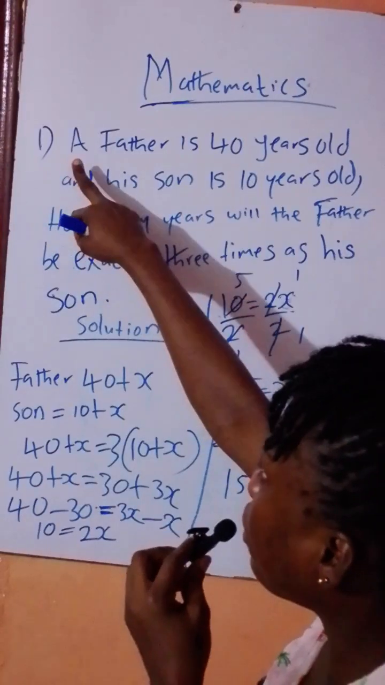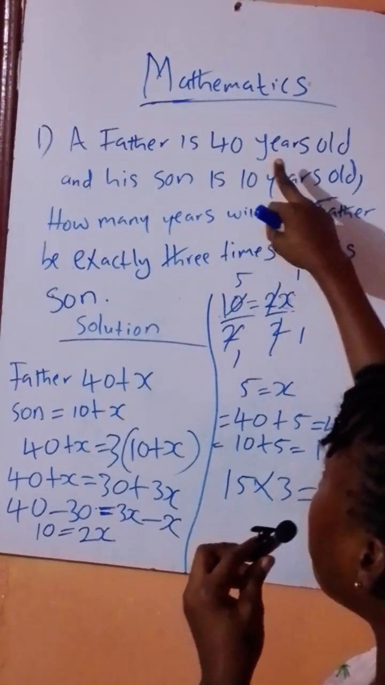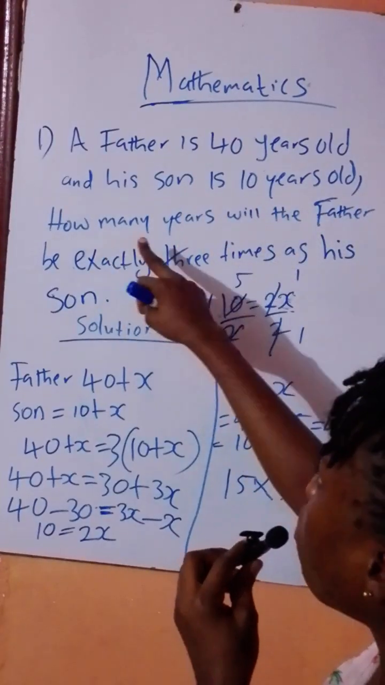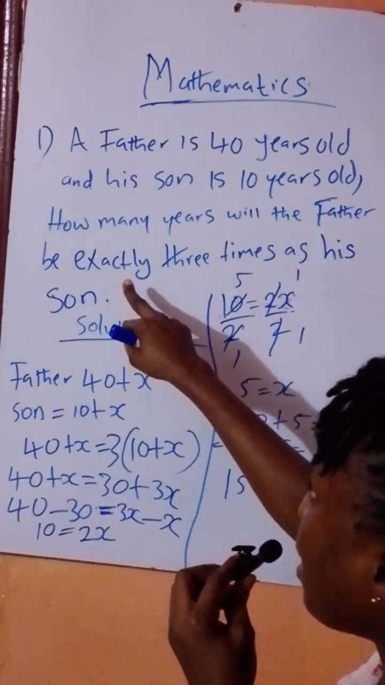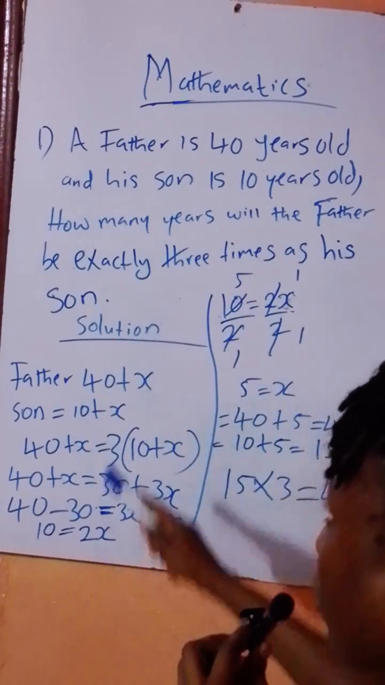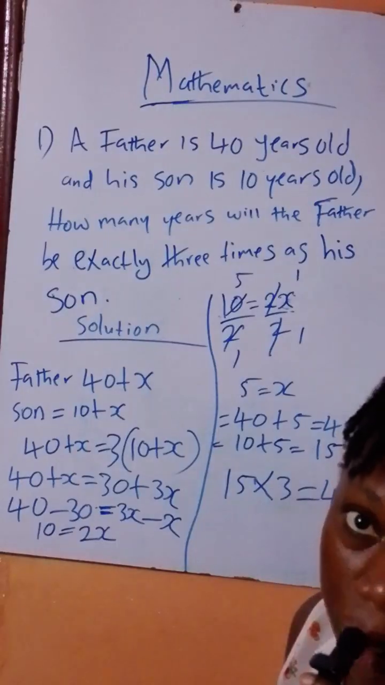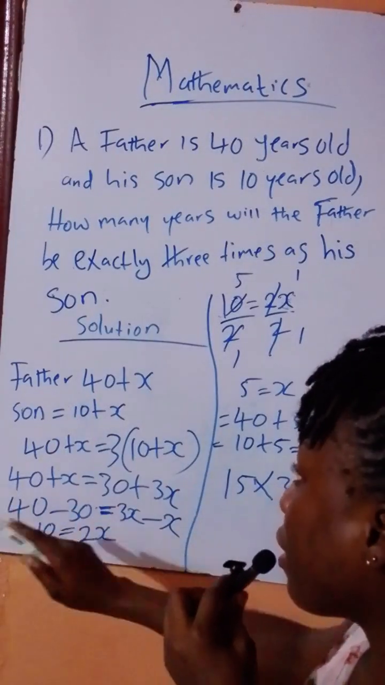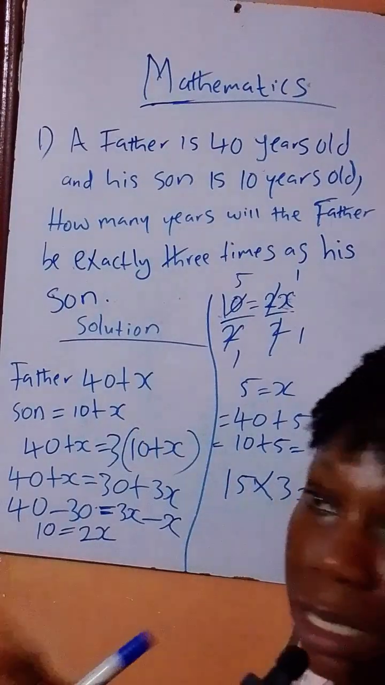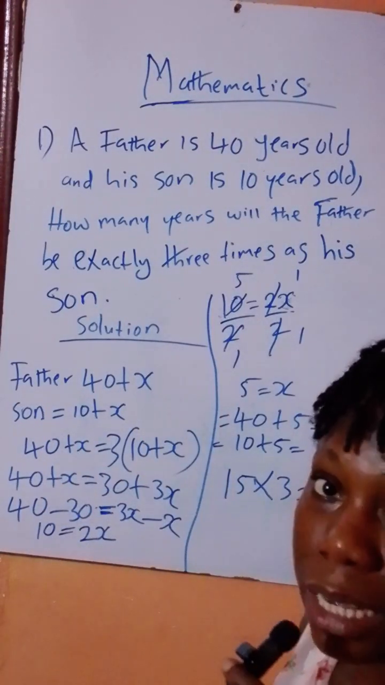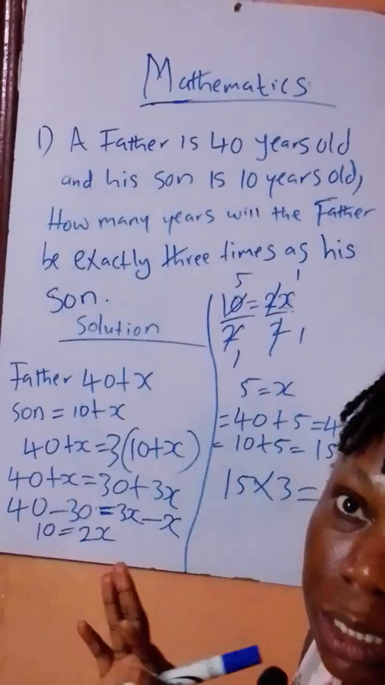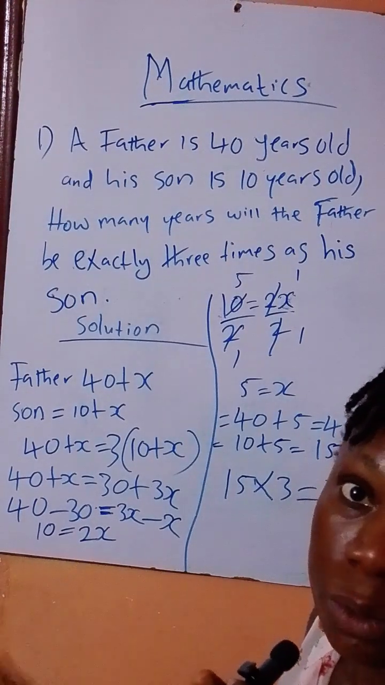Then the question said a father is 40 years old and his son is 10 years old. How many years will the father be exactly 3 times as his son? Let's refresh our memory again. The father is 40 years plus s, we don't know the years. The son is 10 years plus s. This s represents the years we don't know.